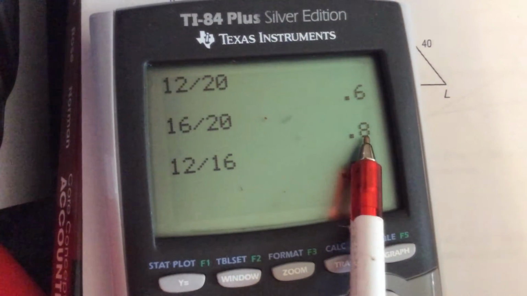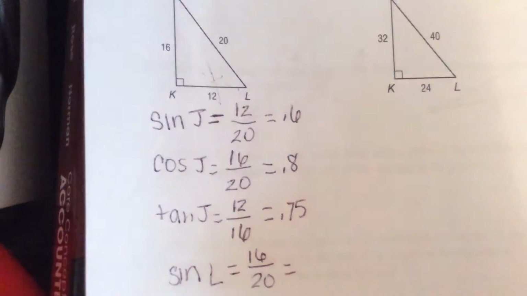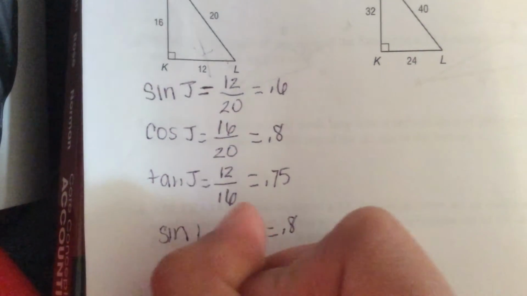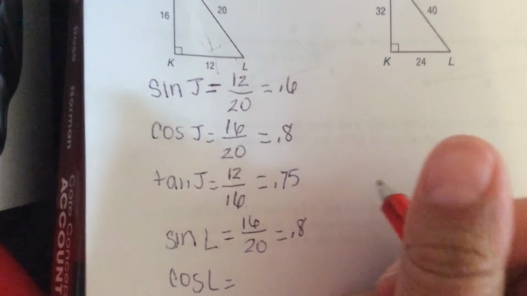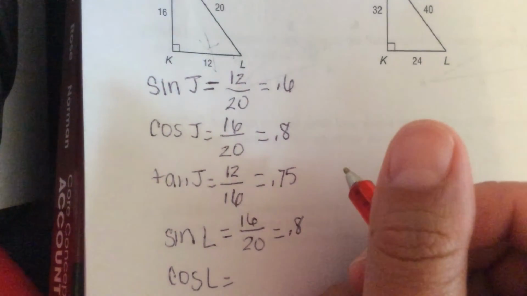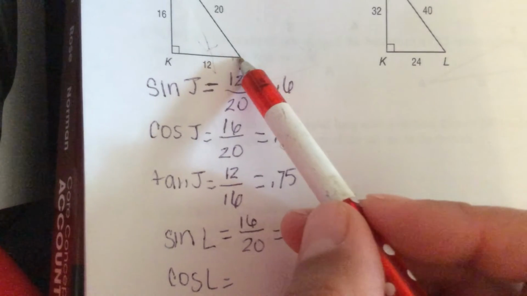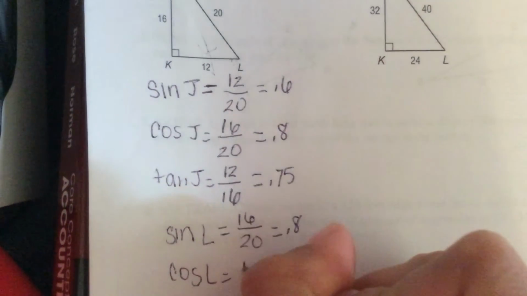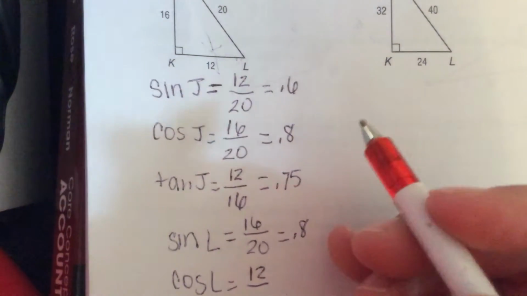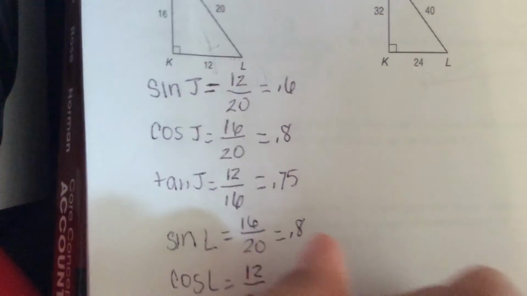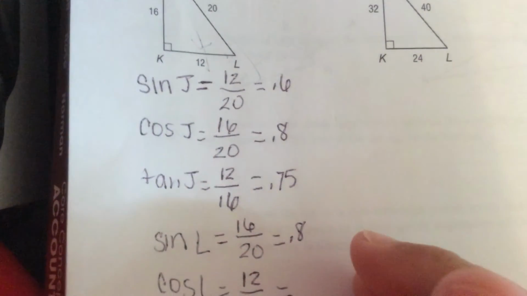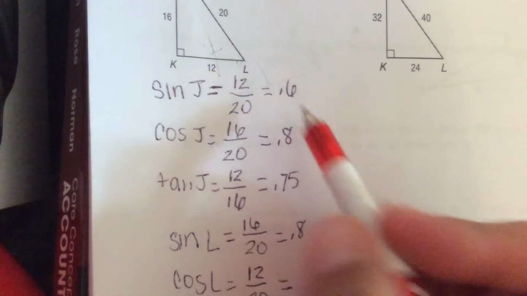16 over 20 gives us 0.8. The cosine of L, CAH, is adjacent over hypotenuse. So if we look at L, the adjacent side would be this 12 here. It's the one connected to the angle. And then the hypotenuse is still 20. 12 over 20 gives us 0.6.